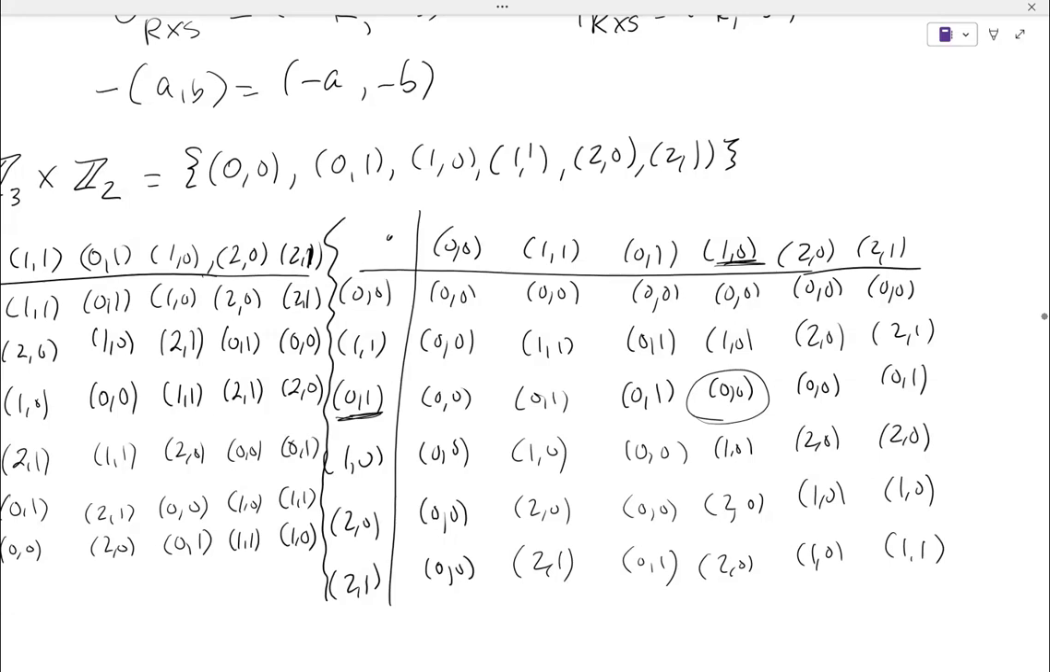What are you looking for when you're looking for something being a unit? It equals the multiplicative identity, right? So you want an element times another element that gives you the multiplicative identity. What is the multiplicative identity in this ring? 1, 1. So, looking at the first row, does 0, 0 have a multiplicative inverse? Is there anything you can multiply by 0, 0 to give you 1, 1? No. How about the second row? Yes. So 1, 1 multiplied by itself is 1, 1, right?